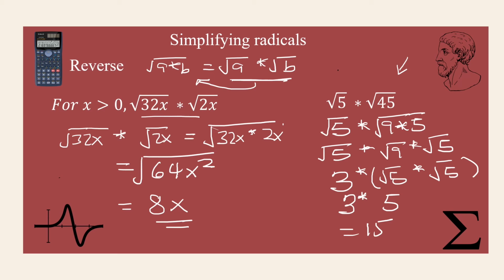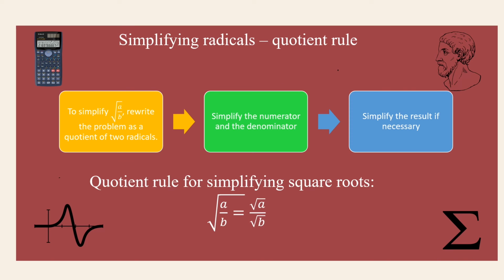Now I just wanted to point out that if I wanted to reverse the product rule here, so square root of 5 times square root of 45, 5 times 45 should give me 225. So this is actually square root of 225. And if you're used to working with perfect squares, you can automatically see that this is a perfect square, and the square root of this is 15. So that's also another way that you could have solved this, but there you go. All right, so let's move on to the next slide.